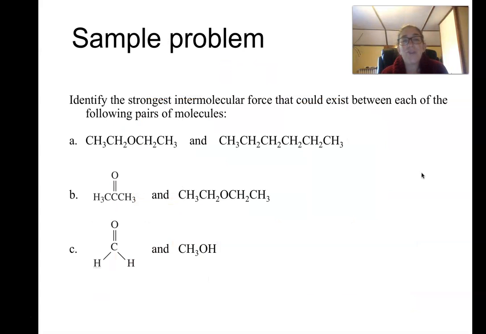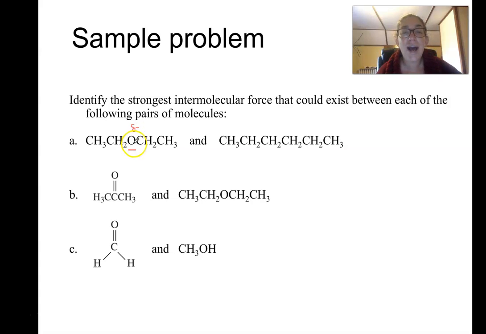So another question type would be pairing up two different molecules and saying, identify the strongest intermolecular force that could exist between each of the following pairs of molecules. So we can start by saying, what are the strongest forces that exist within each type of molecule? So this molecule here in A, CH3CH2OCH2CH3. This O here is a hog. It's an electron hog. That tells me that there's going to be a dipole. All right, that it's going to be partially negatively charged.